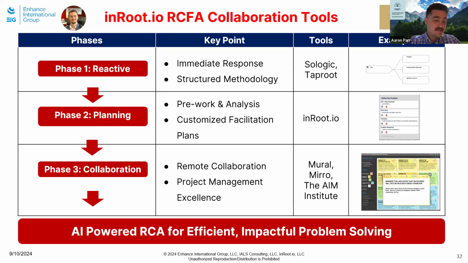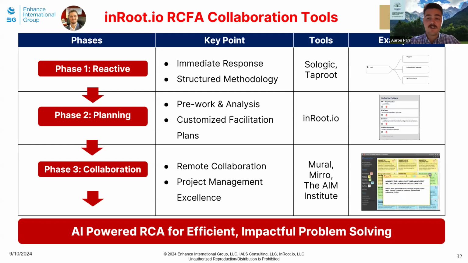And then the third phase is collaboration. We talked about how getting the right people in the room is super important to having a productive root cause analysis. You can't solve an electrical issue without an electrician or an electrical engineer. So remote collaboration is important. There are tools available like Mural and Miro, which are strictly whiteboard tools. And then you also have the AIM Institute, which has that and more. This is real-time collaboration, not just Zoom.